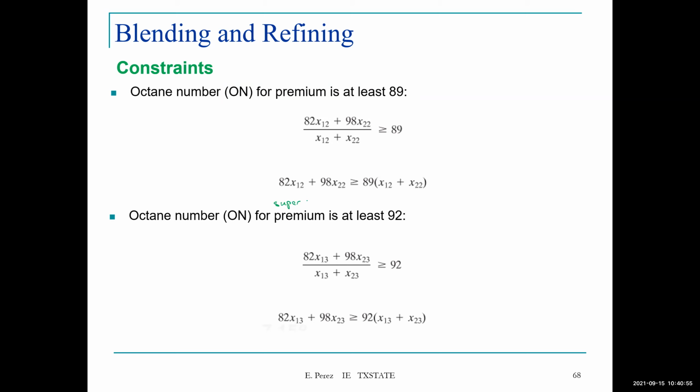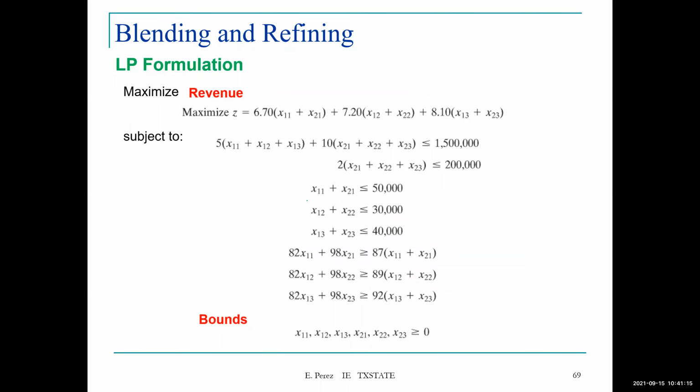So same thing for octane for super premium, which is at least 92. We look at the decision variables associated with the super premium product. We do the same ratio and we multiply this piece on both sides. So we have the linear equation. And then finally, this is the final model.